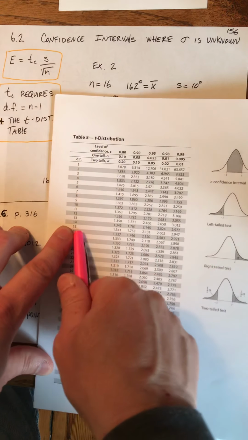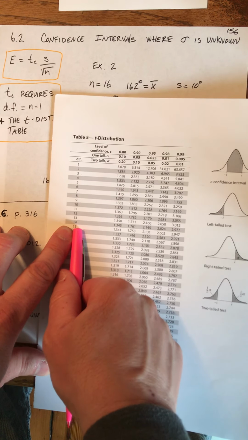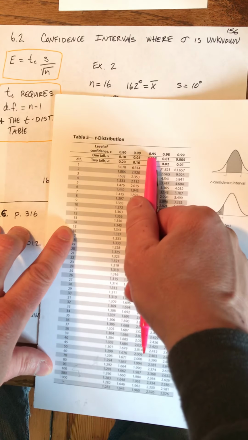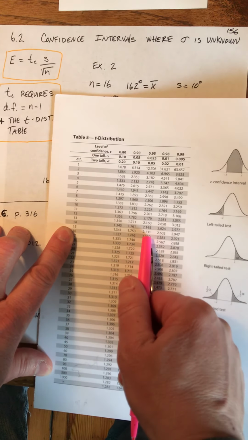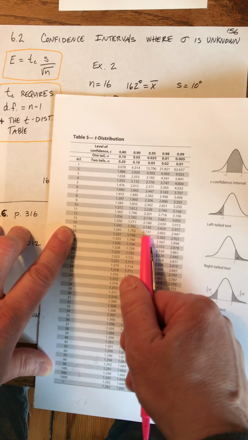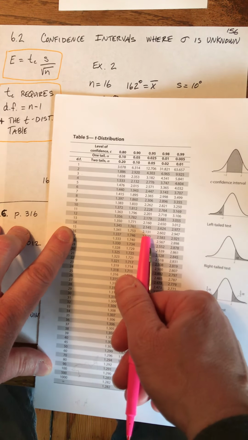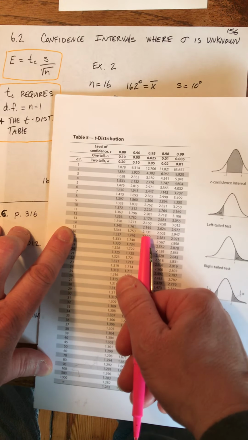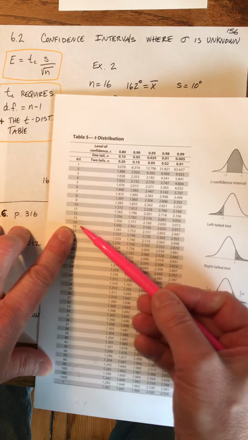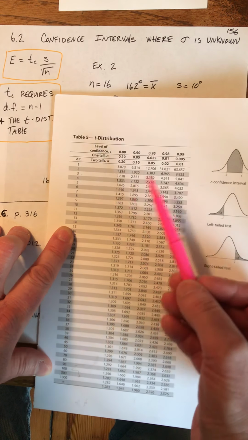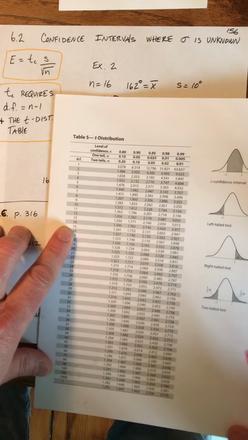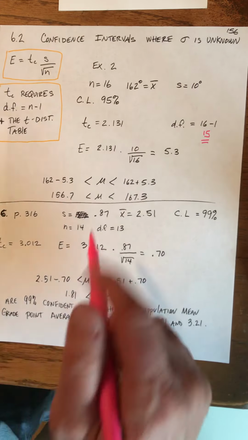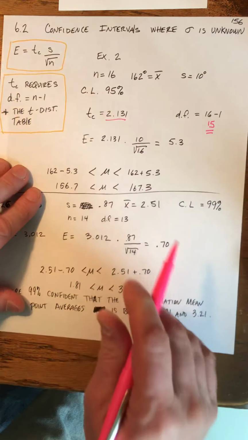We're going to look down to a 15, and we're going to slide our eyes over to the 95% confidence level. So 15 and 95 comes out to be 2.131. You could even pause this video and make sure that you can find that number, 2.131. Since the sample was 16, we're going to use the number 15, and we're going to look under 95, and it comes out to 2.131. So that's going to be my t-score that I'm going to use.